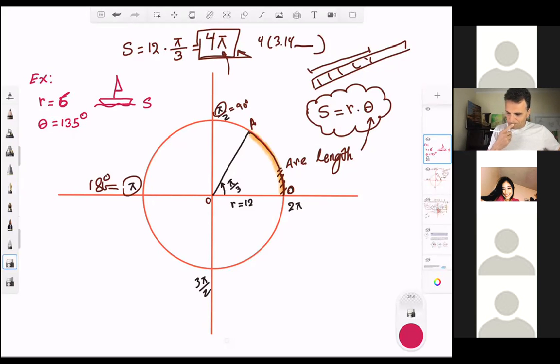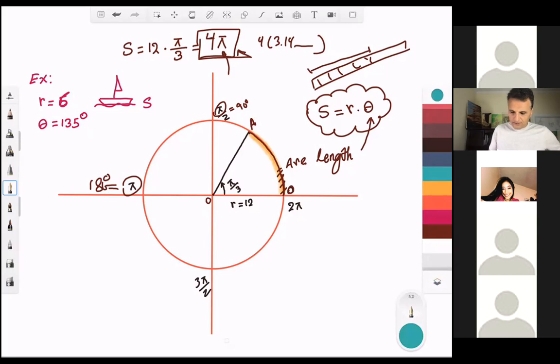Nine pi. All right, let's see if Yvette is correct. She said S equals 9 pi. Is she correct? Is this correct?